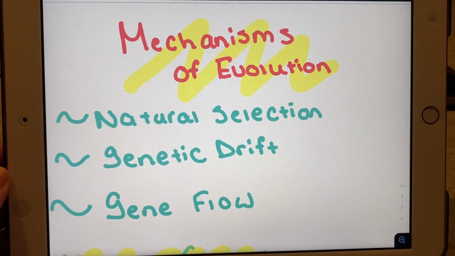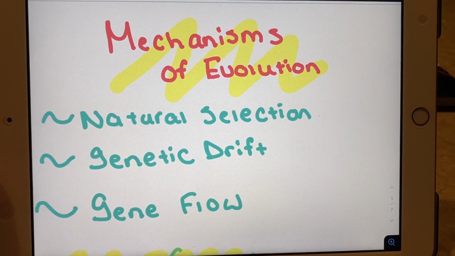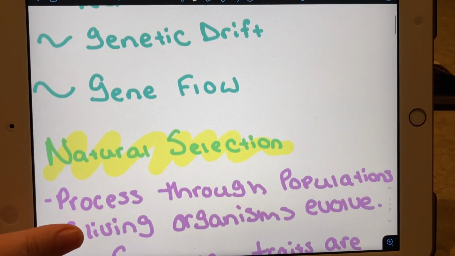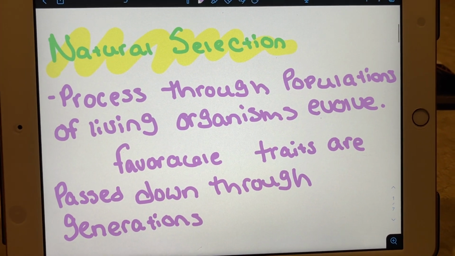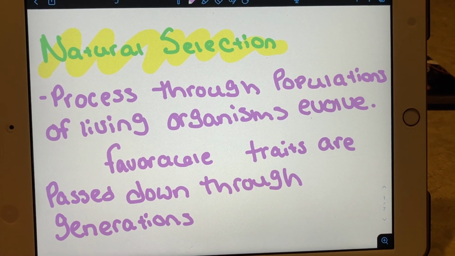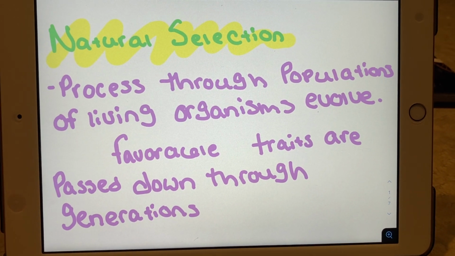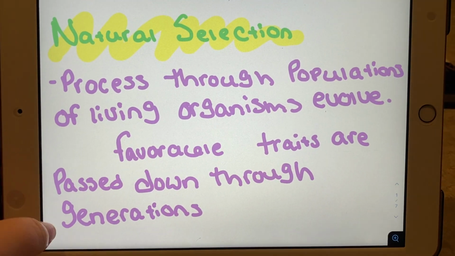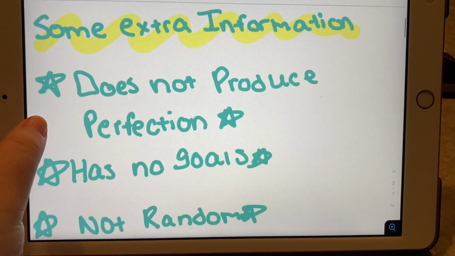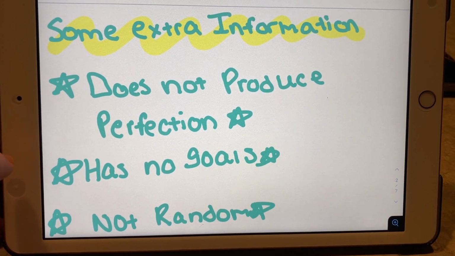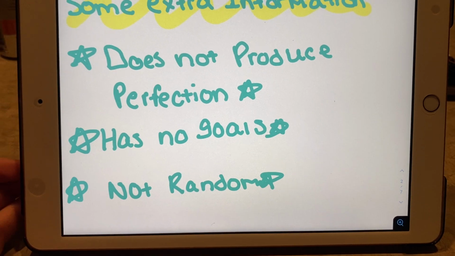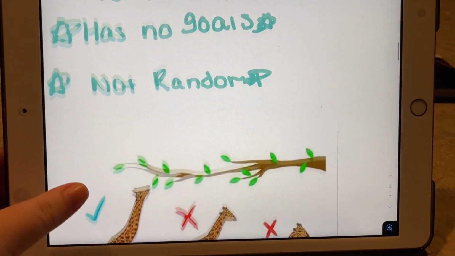So I'm going to be talking about the mechanisms of evolution, which are natural selection, genetic drift, and gene flow. So first, natural selection is a process through which populations of living organisms evolve. The favorable traits are then passed down through different generations. Some information about natural selection: it does not produce perfection, it has no goals, and is not random, unlike mutations.